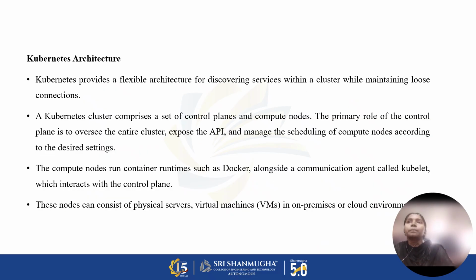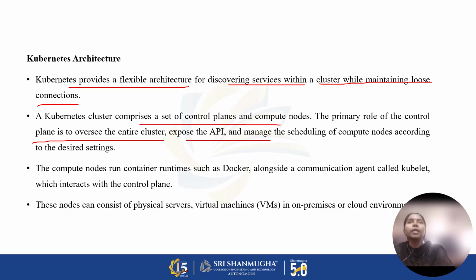Kubernetes architecture provides a flexible architecture for discovering services within a cluster while maintaining loose connections. A Kubernetes cluster comprises a control plane and compute nodes. The primary role of the control plane is to oversee the entire cluster, expose the API, and manage scheduling of compute nodes according to the desired settings. The compute nodes run a container runtime such as Docker alongside a communication agent called kubelet, which interacts with the control plane. These nodes can consist of physical servers or virtual machines, on-premises or in cloud environments.